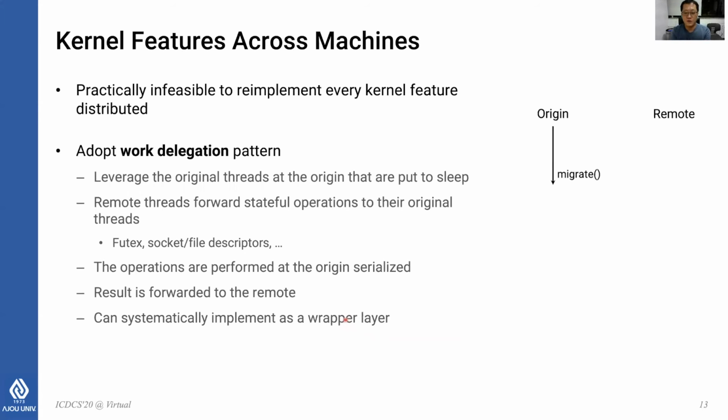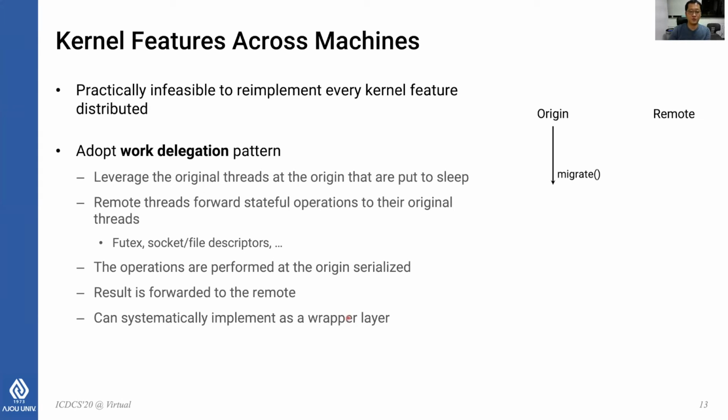Now that the application can run on multiple nodes on DEX, it actually runs on different operating system instances. This implies DEX should have some mechanism to provide the distributed thread with consistent kernel features across machines. But practically, it is infeasible to re-implement every kernel feature in a distributed way because of its high engineering effort. So DEX employs the work delegation pattern to resolve this issue.